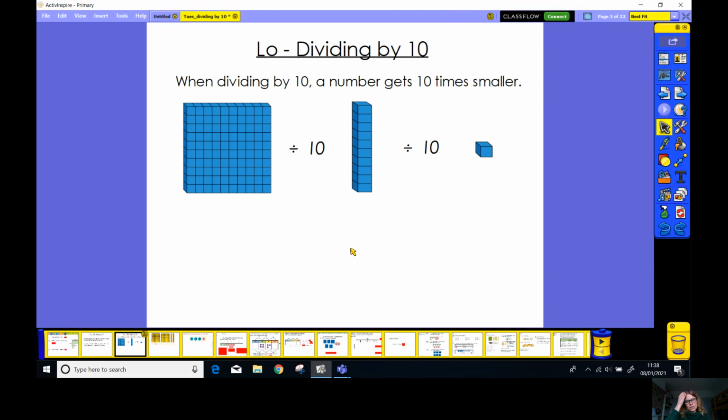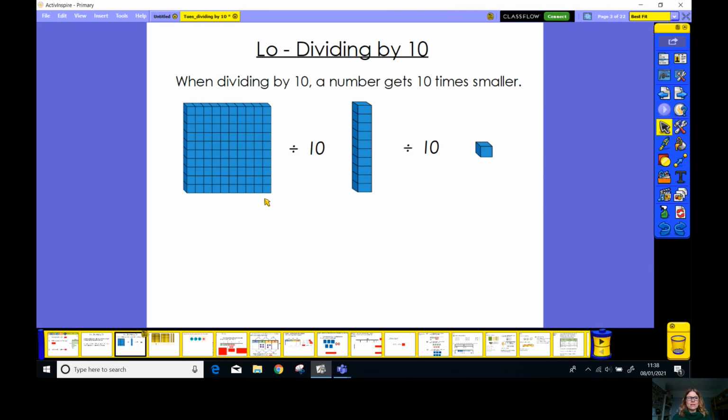So we need to remember also that when we divide by 10, the number gets 10 times smaller. And you'll remember last week when we were multiplying by 10, numbers got 10 times bigger. Dividing is the opposite of multiplying. So when we divide by 10, a number gets smaller, it gets 10 times smaller.